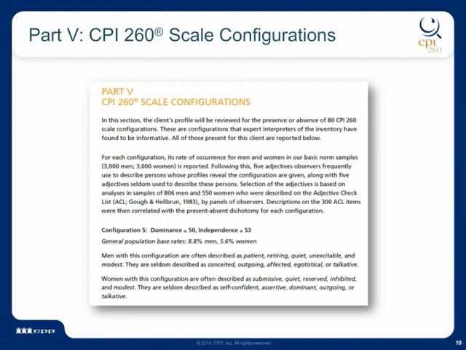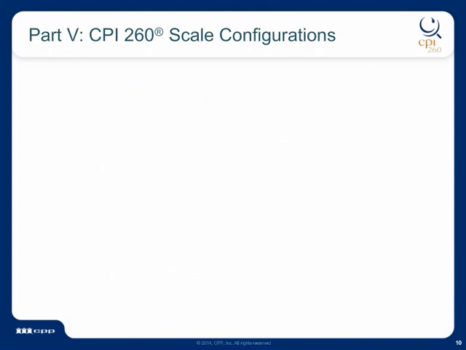This particular configuration of CPI 260 scale results suggests that others may experience her as submissive, quiet, reserved, and modest. Others will likely not describe Michelle as assertive or outgoing. This confirms and is in keeping with some of the individual scale interpretive remarks that we have seen for Michelle.